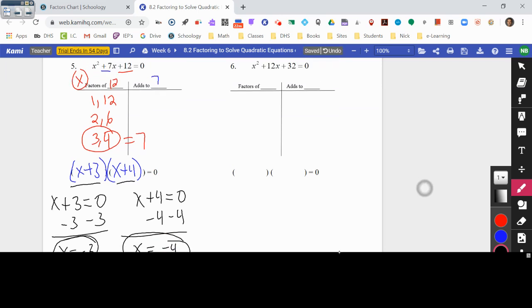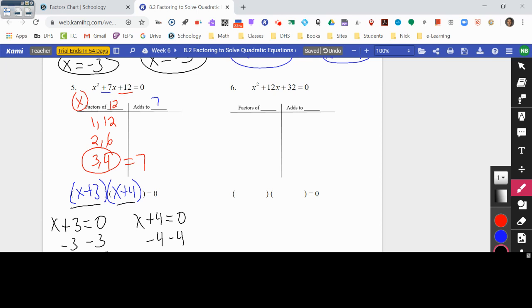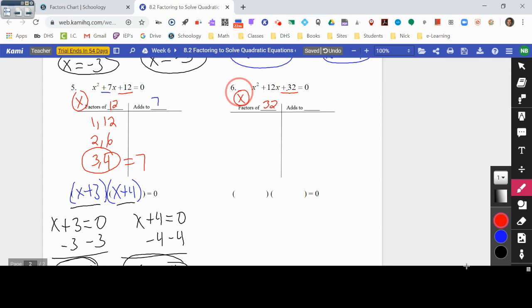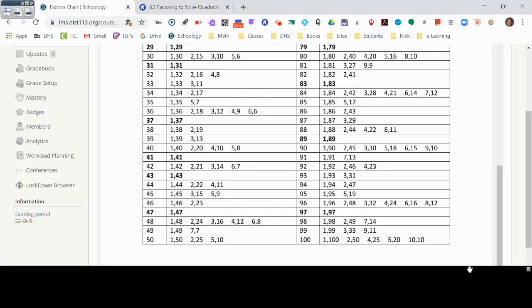And our last one here, we get x squared plus 12x plus 32. So we're going to again find factors of our last term, numbers that multiply to 32 but that add to 12. So I'm going to list out all those factors of 32.